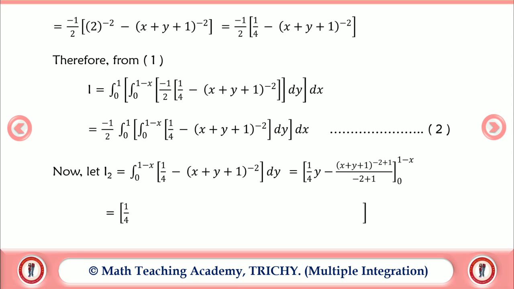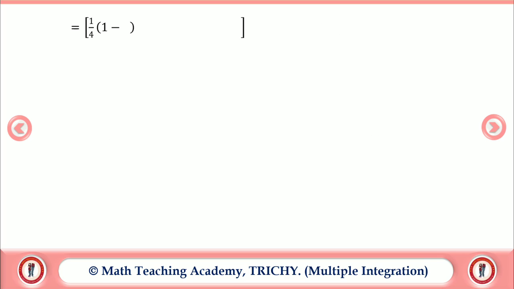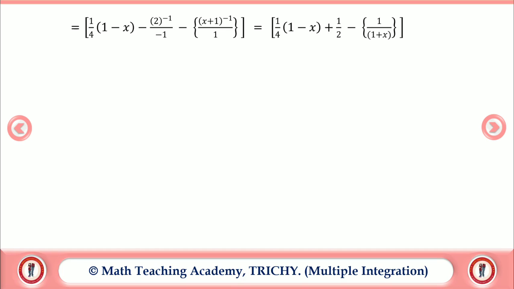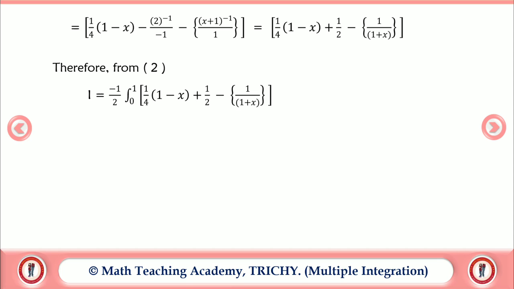And then apply the lower limit 0 in place of y. Then what you will get is 1 by 4 into 1 minus x minus of (x plus 1 minus x plus 1) whole power minus 1 divided by minus 1, and then minus, apply 0 in place of y. Then what you will get is 1 by 4 into 0 minus of (x plus 0 plus 1) whole power minus 1 divided by minus 1. And then it becomes 1 by 4 into 1 minus x minus of 2 power minus 1 by minus 1 minus of (x plus 1) whole power minus 1 by minus 1. That is equal to 1 by 4 into 1 minus x plus 1 by 2 minus of 1 by 1 plus x.